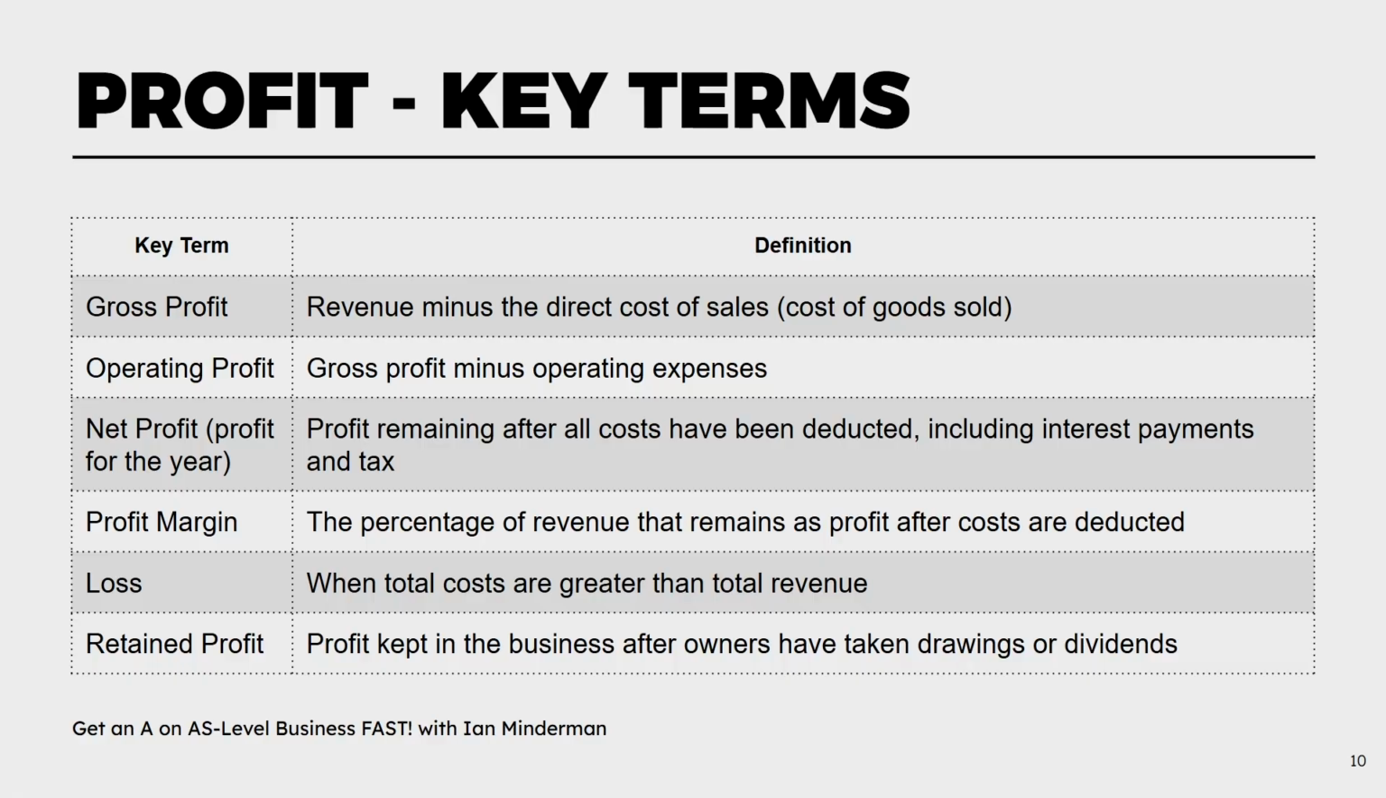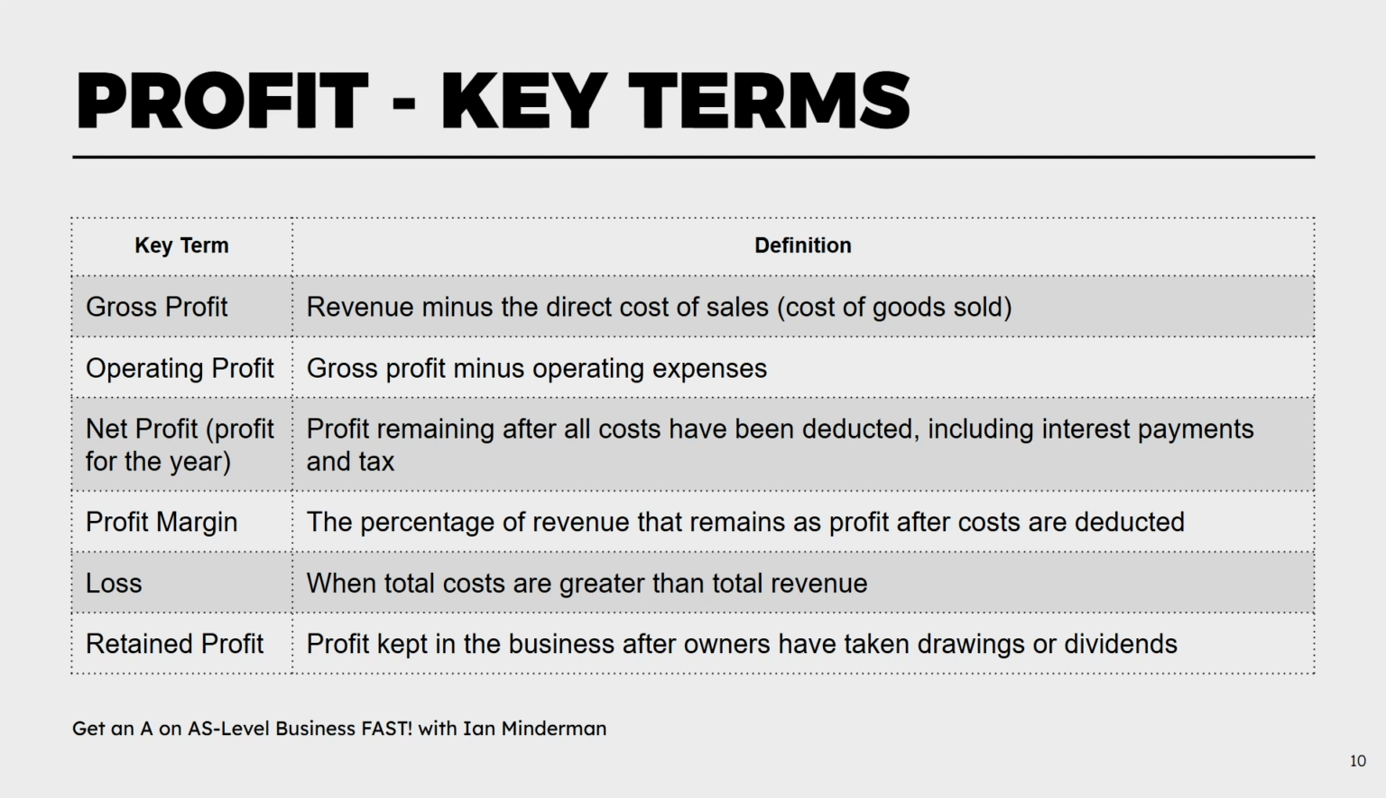So now we're moving on to profit. We have gross profit, operating profit, net profit. Now, it's really important to understand the difference between these things. So gross profit is revenue minus the direct cost of sales, cost of goods sold. Also, you will see this as COGS, cost of goods sold. COGS. Operating profit, this is the gross profit minus operating expenses.